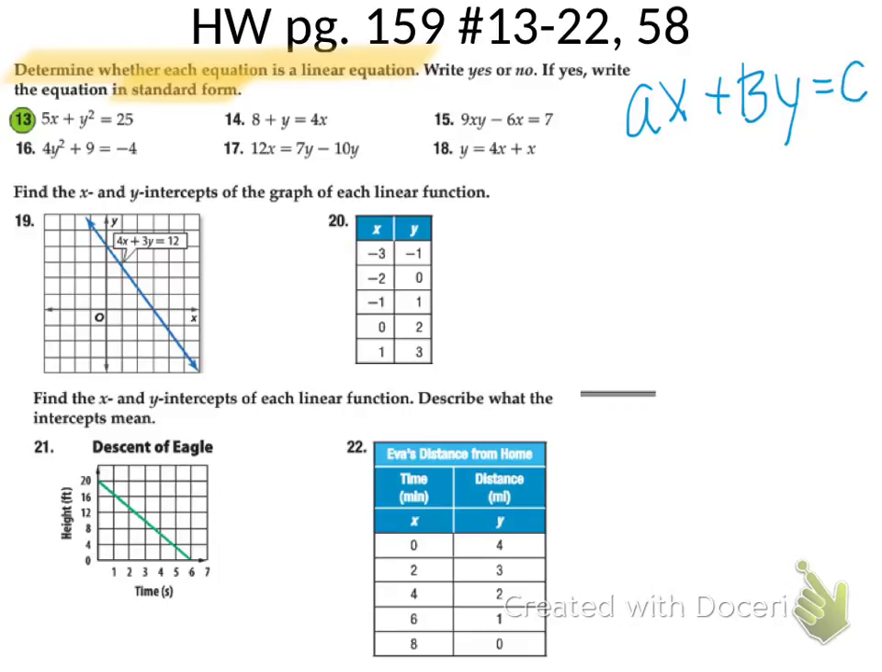And then the last set, super easy. Find the x and y intercepts in both tables and graphs. Make sure you describe what they mean.